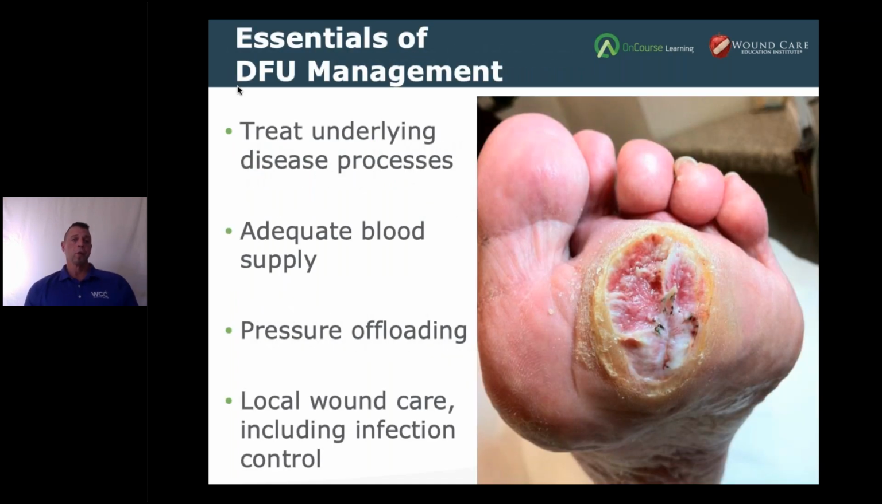Now, the essentials, of course, in DFU management are simply this. First and foremost, kind of goes back to my fundamentals of wound healing, healthy patient, healthy wound environment, is we've got to treat that underlying disease process, okay? We've got to remove the cause, okay? If we do not effectively deal with the underlying disease, we're not going to see a lot of success in healing these wounds. We also need to make sure that there is adequate blood flow to this wound as well, too. No blood flow, no healing, okay? That is a basic. Adequate tissue perfusion is not negotiable.